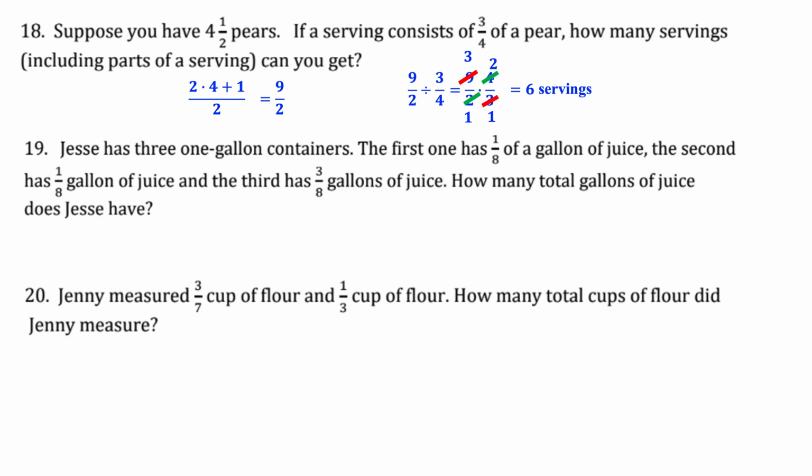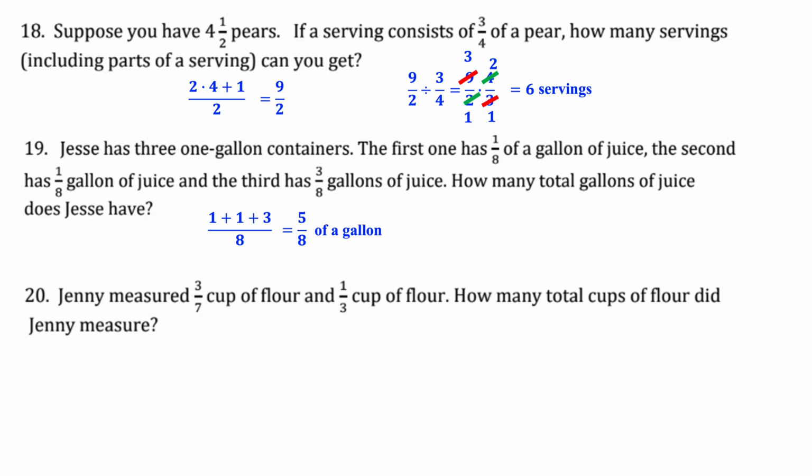Okay, Jesse has 3 1-gallon containers. The first 1 gallon has 1/8 of a gallon of juice. The second has 1/8 gallon of juice. And the third has 3/8 gallon of juice. How many total gallons of juice does Jesse have? Well, fortunately, all 3 denominators are an 8. Add all the numerators. 5/8 of a gallon.